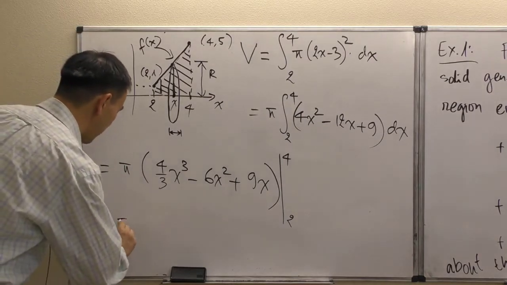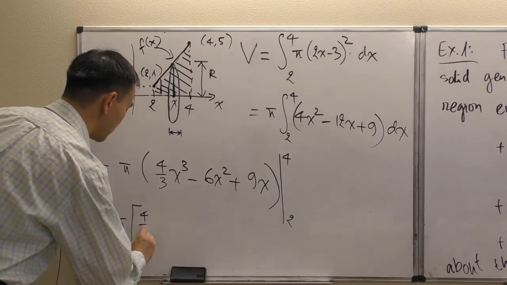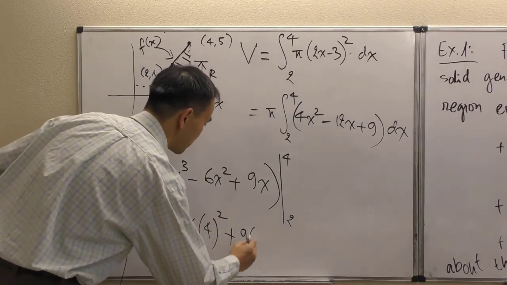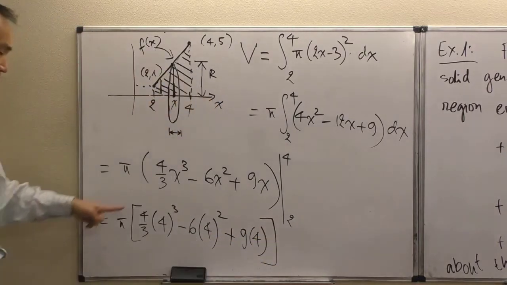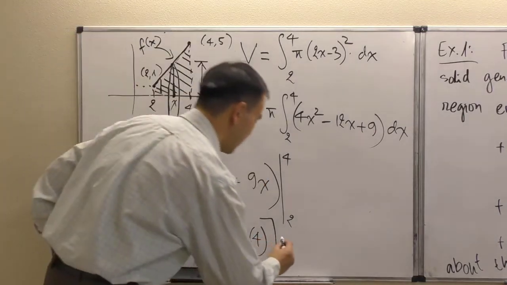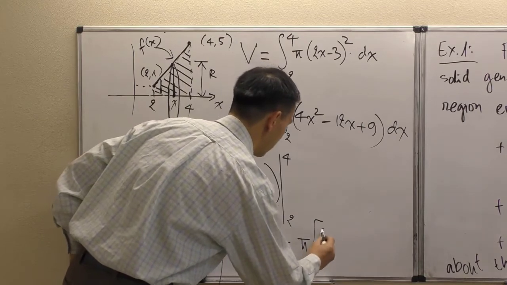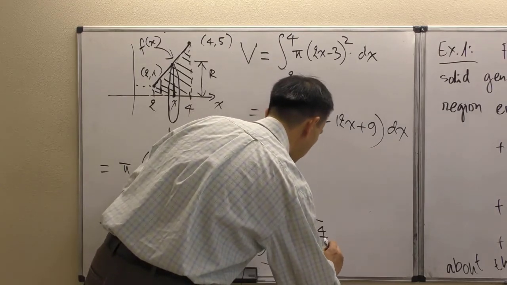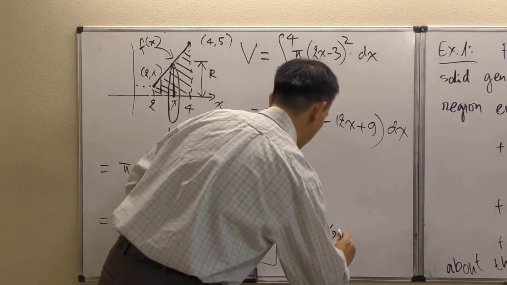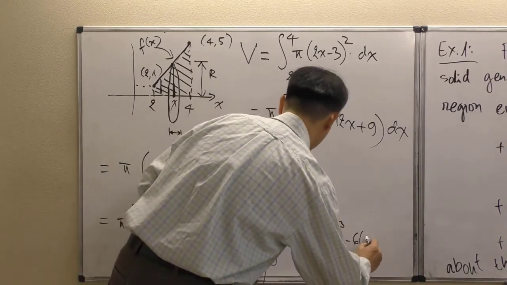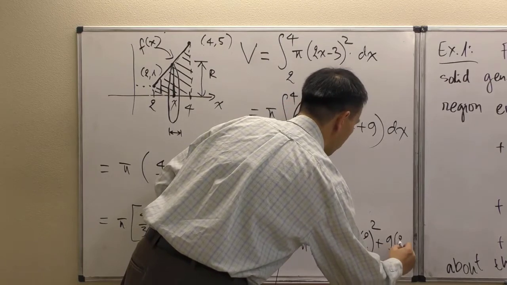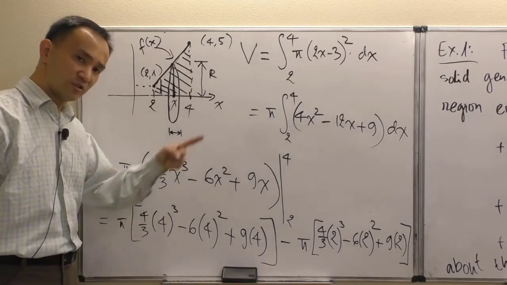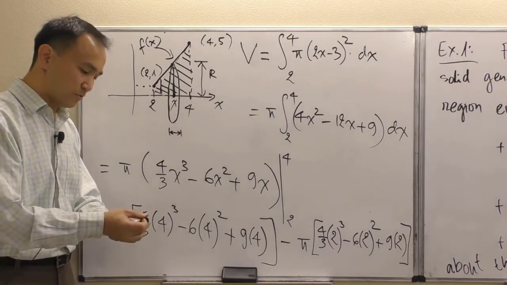So here we're looking at pi times 4/3 times 4 to the third power minus 6 times 4 squared plus 9 times 4. So that's my antiderivative evaluated at the upper limit, and then I'm going to subtract, and then now it's pi times, again another 4/3 times 2 cubed minus 6 times 2 squared plus 9 times 2. All right, and so now I'm going to quickly step over to my computer station to get a final numerical answer for this.